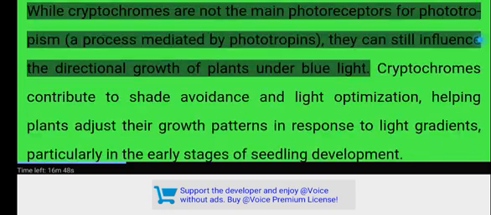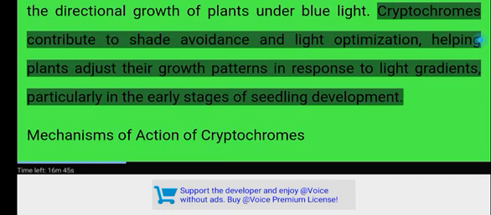Phototropism and directional growth. While cryptochromes are not the main photoreceptors for phototropism, a process mediated by phototropins, they can still influence the directional growth of plants under blue light. Cryptochromes contribute to shade avoidance and light optimization, helping plants adjust their growth patterns in response to light gradients, particularly in the early stages of seedling development.